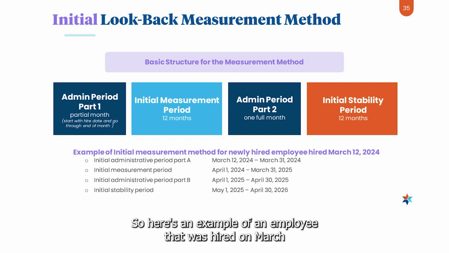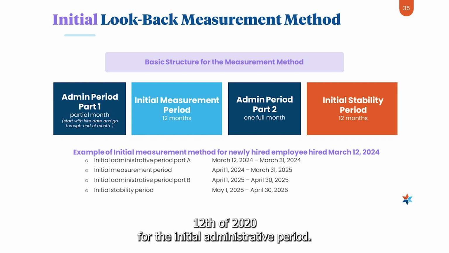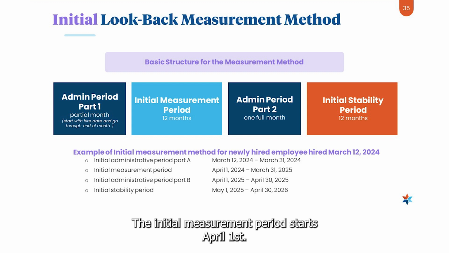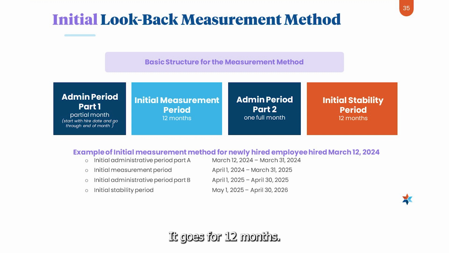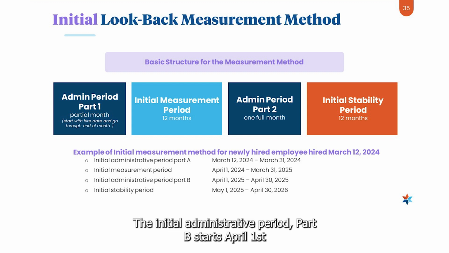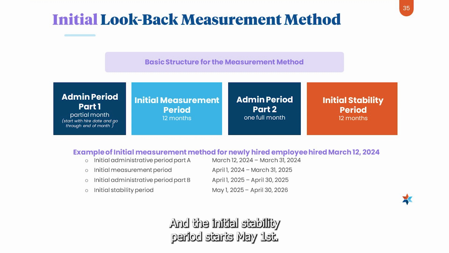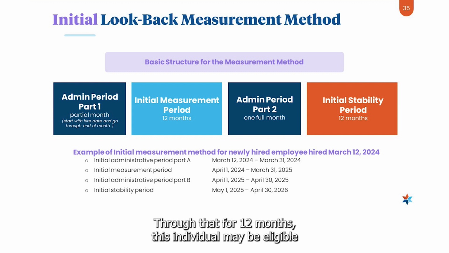So here's an example of an employee that was hired on March 12th of 2024. The initial administrative period part A goes from March 12th, the day they start working, through the end of the month. The initial measurement period starts April 1st, it goes for 12 months. The initial administrative period part B starts April 1st and ends at the end of that month. And the initial stability period starts May 1st for 12 months.